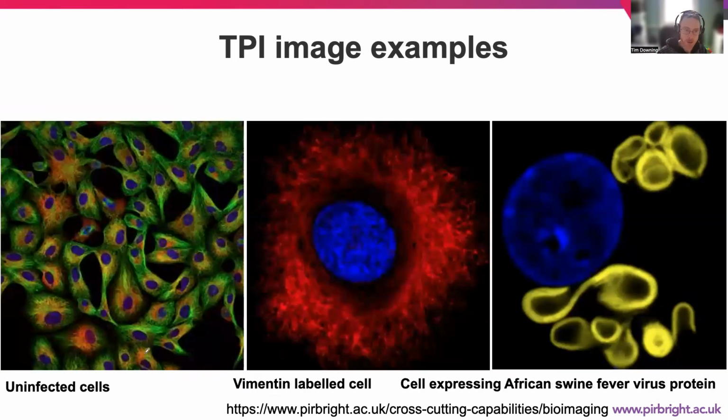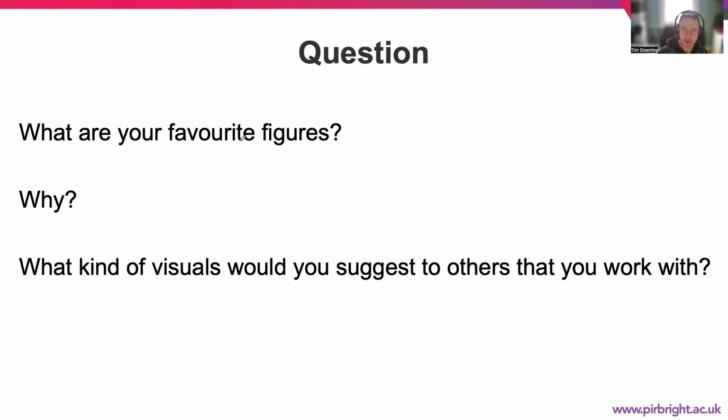More examples include uninfected cells on the right that we can compare to ones that are infected. We have a Vimentin labeled cell here, and then cells expressing African swine fever protein as well on our right. So you can think about, in terms of bioimage data, what are your favorite figures? Why are they useful? And what do you think is best if you're trying to represent image data for others? What do you think works well? All those are examples of things that we'll explore subsequently in this course.